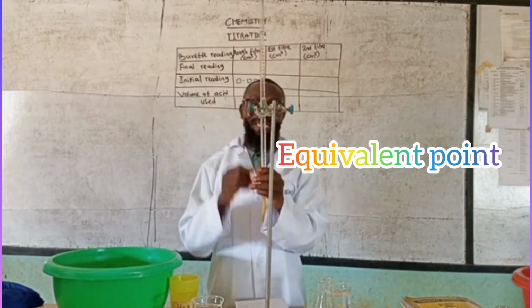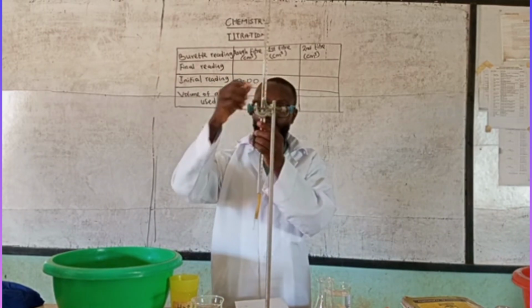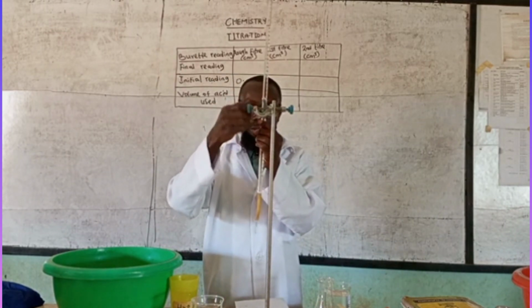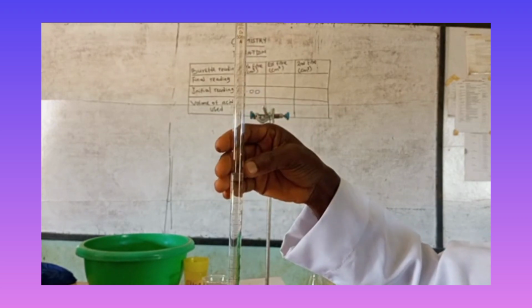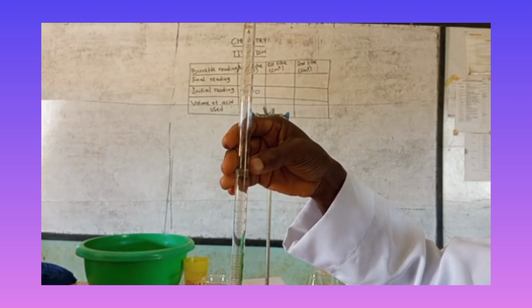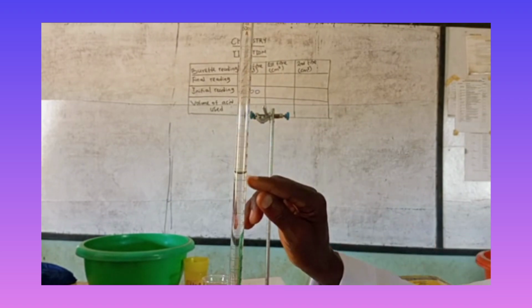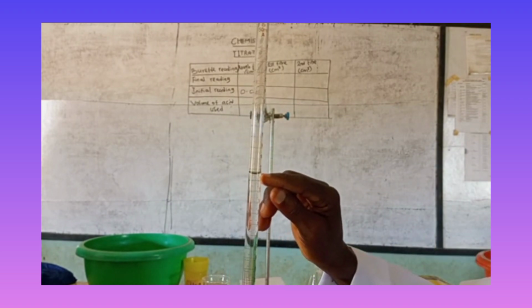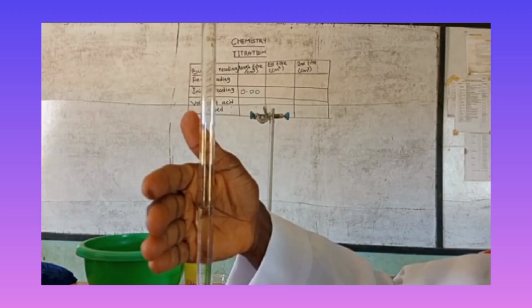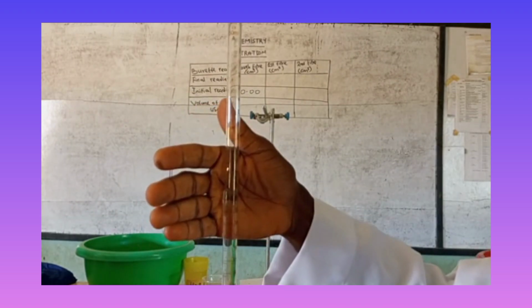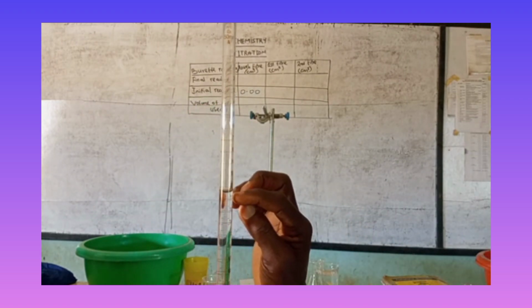Okay. What is now the value at this point? We have to read the value. To avoid reflection, when you look at the value, this is 11 here. So you have to read downward and read the lower meniscus. This is 11.4. So you read the lower meniscus, 11.4.